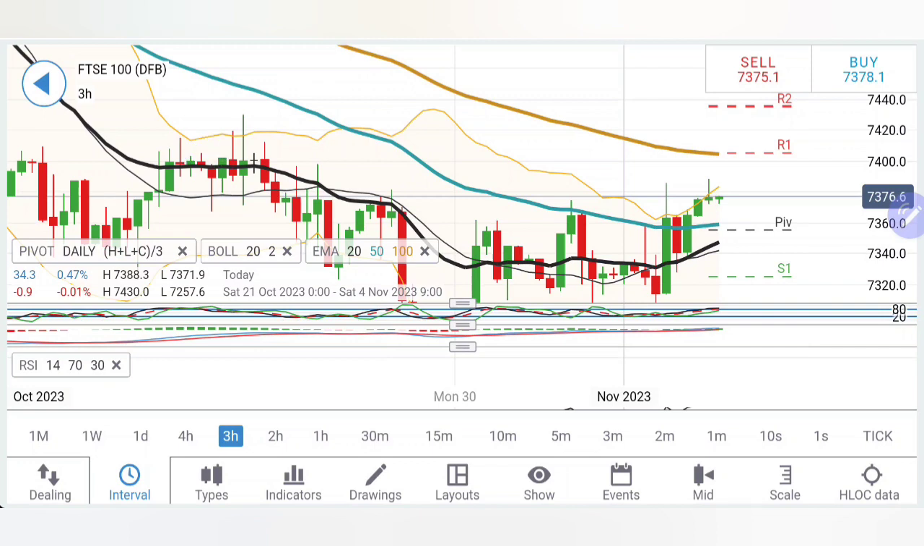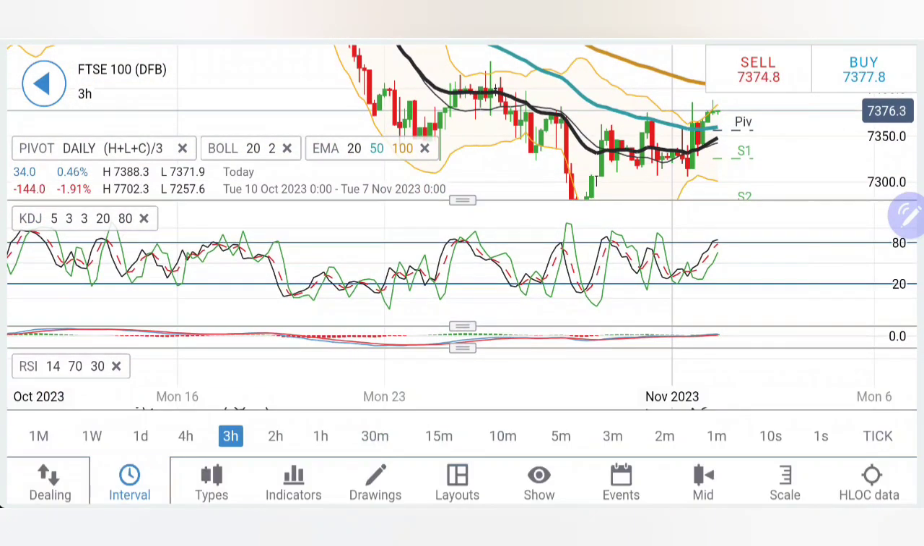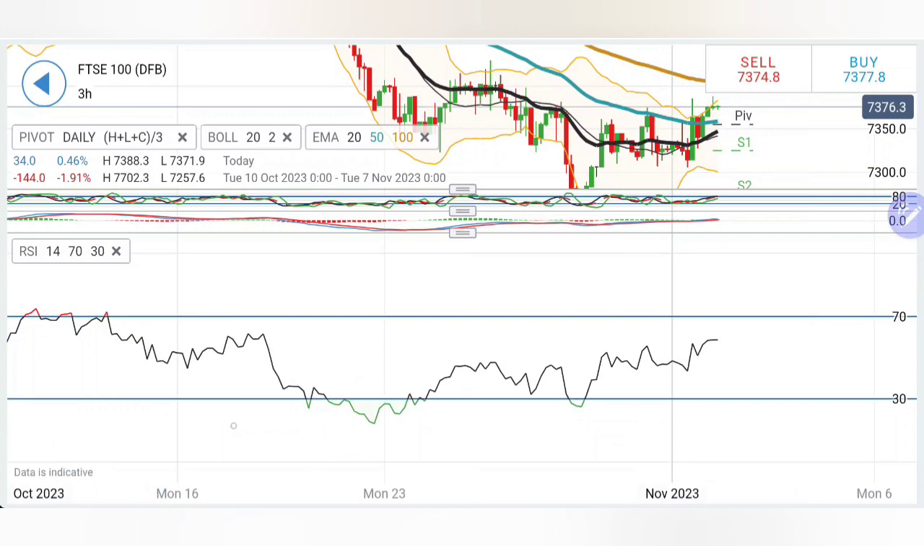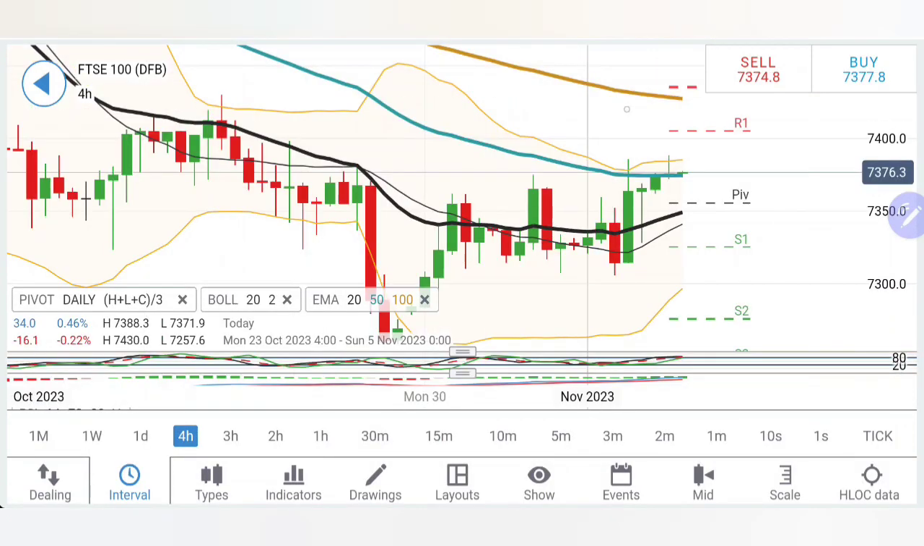Now remember, 7400 is a wall for FTSE 100. 7400-7420 is a greater wall for FTSE 100. If it breaks past this, you can say that the prices are reversed. Stochastic overbought, MACD bullish, RSI is also looking upwards, trying to stay bullish. On the 4-hour, similar observation.